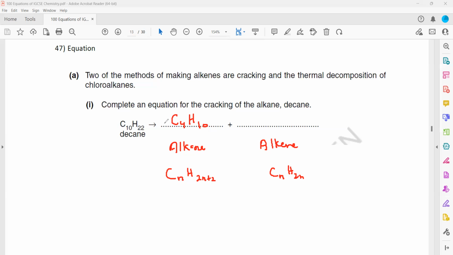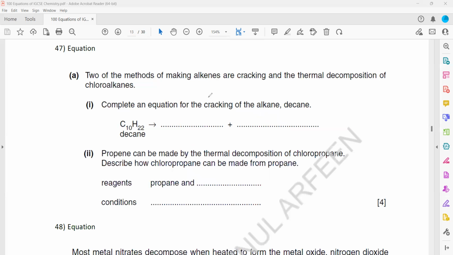Now, out of 10 carbons we used 4, so we are left with 6. So C6, and because it's an alkene, the number of hydrogens should be twice that of carbon, so H12. So C6H12 is one combination. Any combination is acceptable. It's up to you: the first one you select, then the second according to the first, whatever carbon and hydrogen are left. One product will be an alkane, another an alkene. Is it clear?